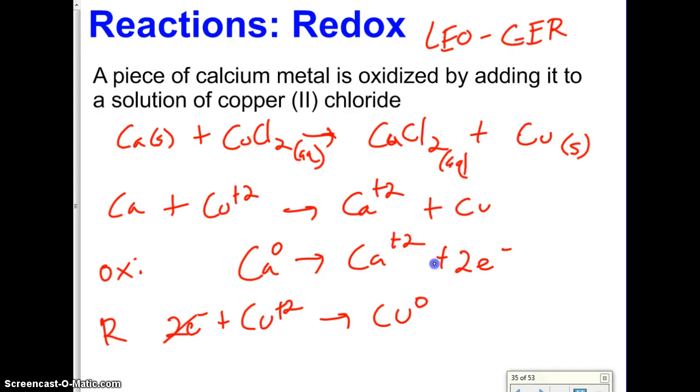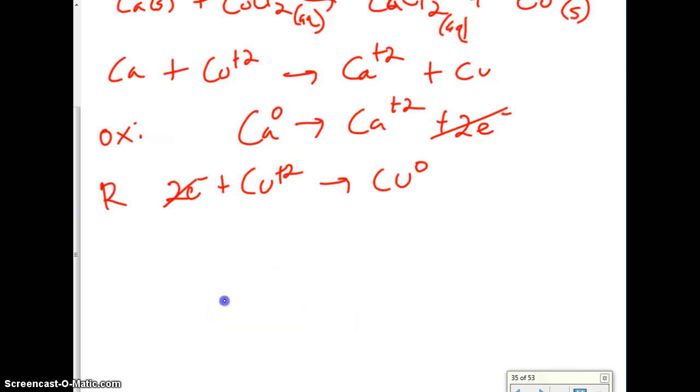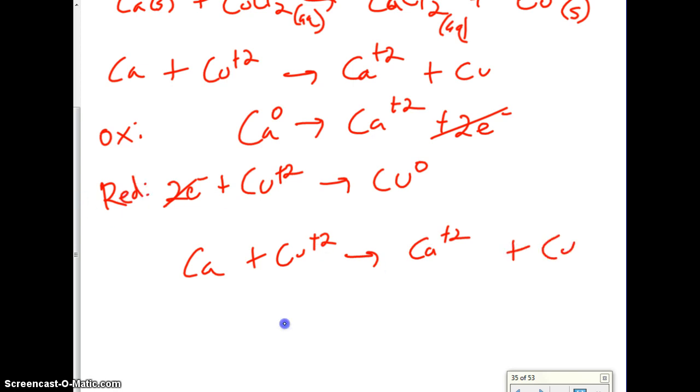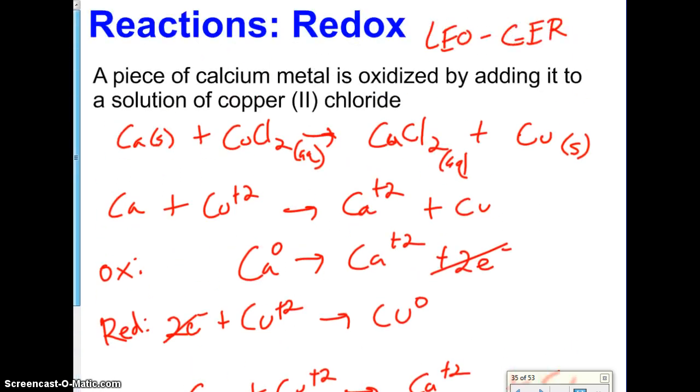So all we have to do is cancel these, and then we can add them together from there. So in this case, our reaction actually ends up being the same as our original reaction, which is calcium plus copper plus 2, forming calcium ions and copper metal. Now, that's not always the case. We saw that in class. But again, this is just a review to get a little bit better grip on redox if we need it.